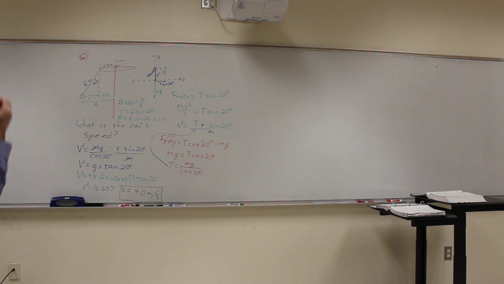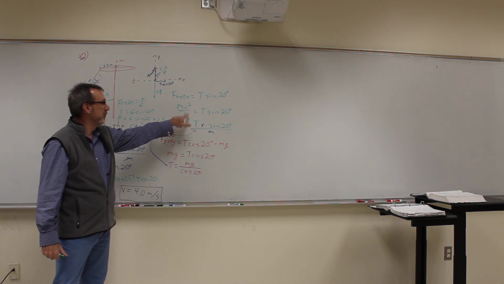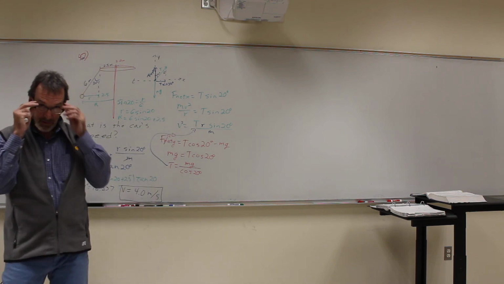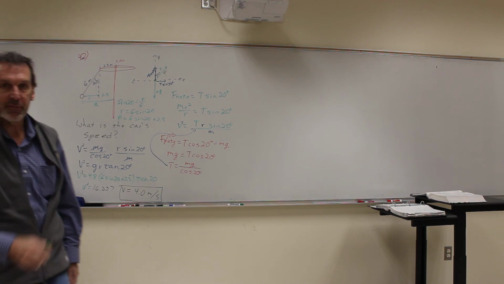All right, that's how it's done. You got to be better than I am. Don't be sloppy. Don't lose your squares. Don't do simple algebra mistakes. But that's how it's done. Not bad. All right, that's it for that one.